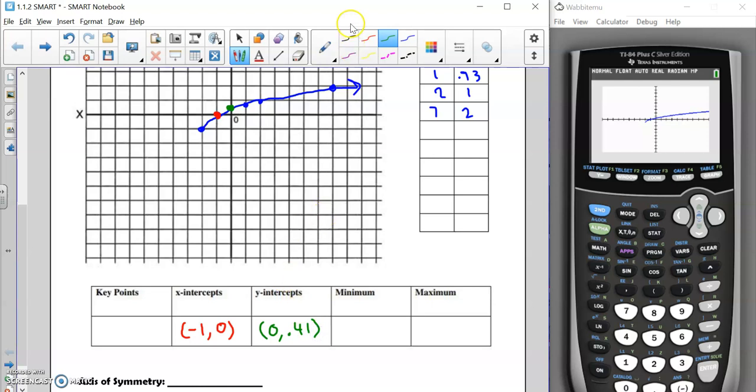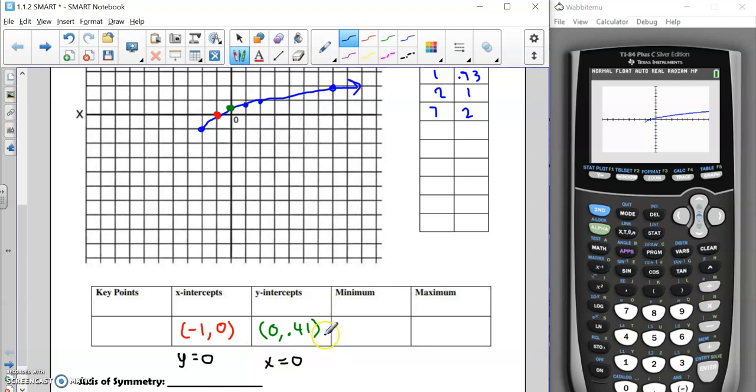And something important to notice is that both of these have a 0 in them. So a way to recognize x-intercepts is to see which points have a y value of 0. Okay, because this is the y value, it's always x, y. And then y-intercepts is when x equals 0.